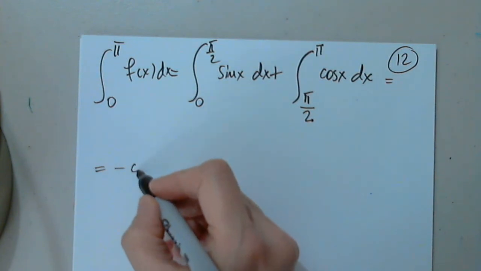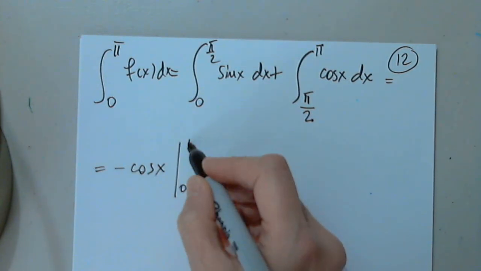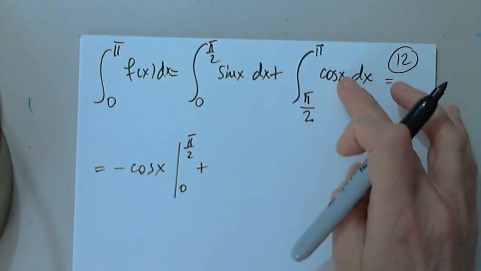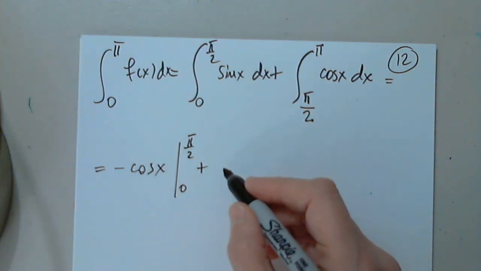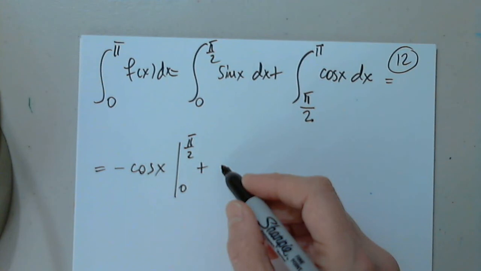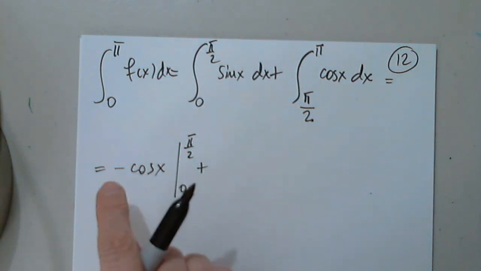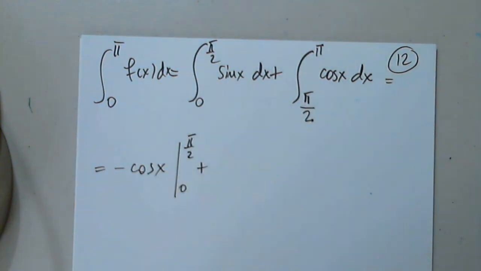Which function prime is sine? Negative cosine. Very good. Negative cosine x from 0 to pi over 2. Plus, which function prime is cosine? Is it negative for the first one? Is it negative cosine? When you differentiate cosine, you get negative sine. You need a negative 1 to get the positive. Oh, because it's the antiderivative. Correct.